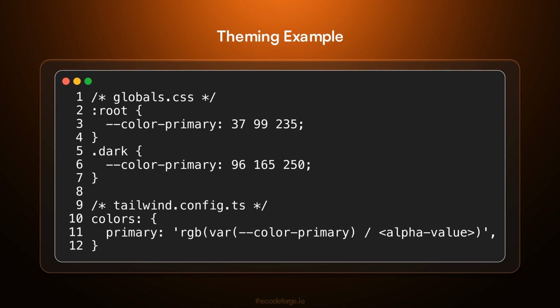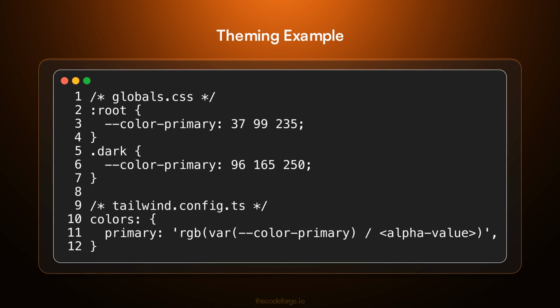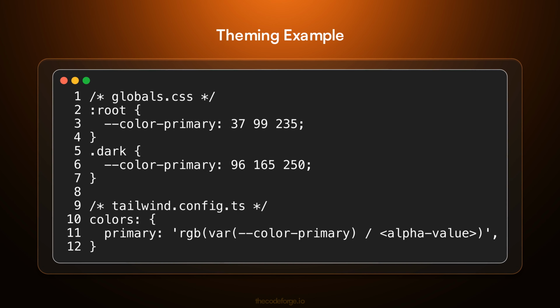Here's how to set up theming. Define CSS variables as RGB values, then reference them in the Tailwind config using RGB with alpha support. This preserves Tailwind's opacity modifiers.